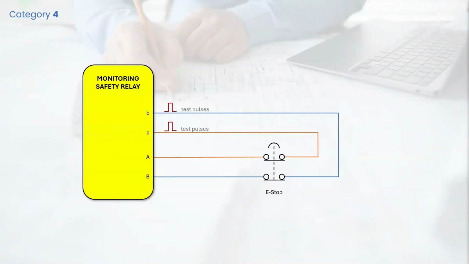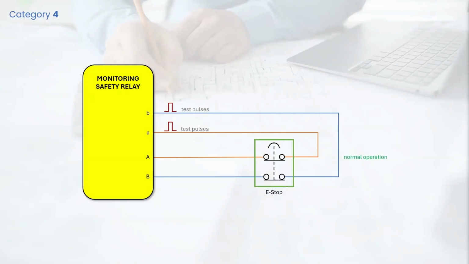You may ask, how are we able to achieve high diagnostic coverage in Category 4? Let's look at this diagram, where we are monitoring two NC contacts of an emergency stop push button using dual redundant channels of the Category 4 monitoring safety relay. Here we can see the diagnostic monitoring on both channels by means of test pulses. Each channel has its own test pulse, which it expects to see on the corresponding inputs.